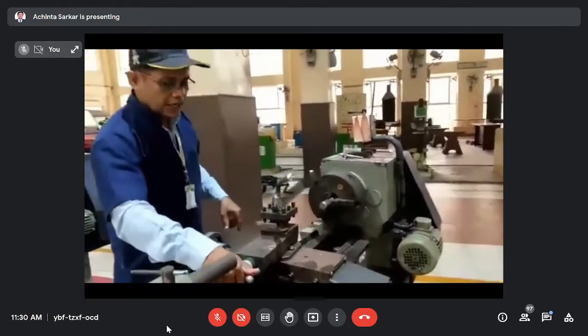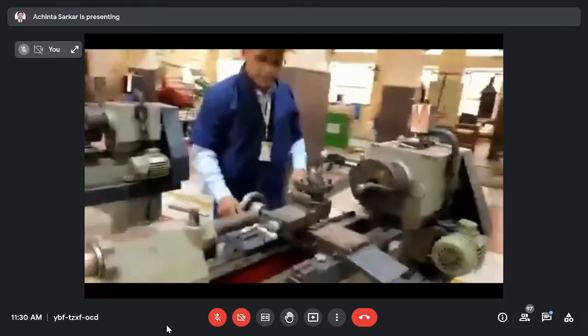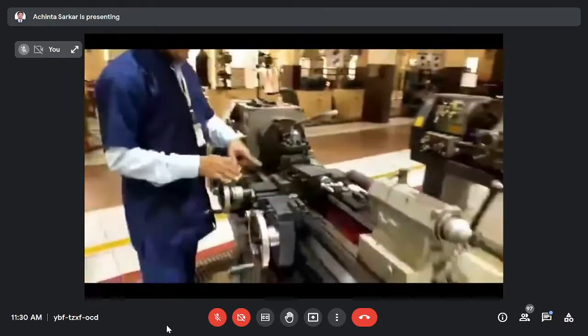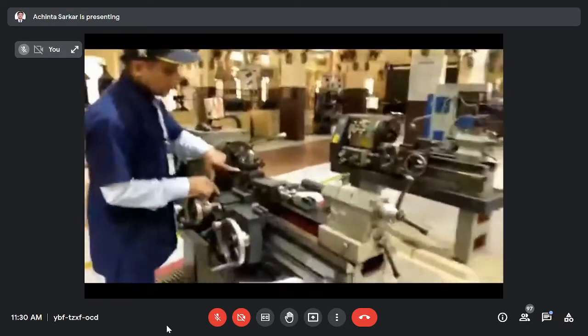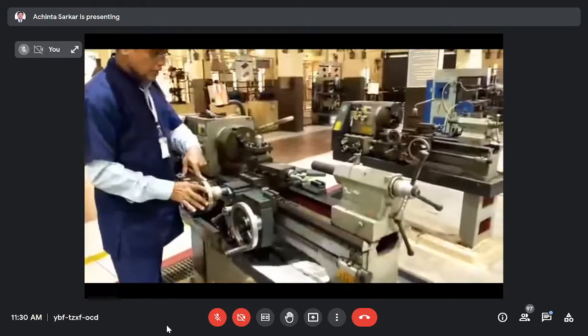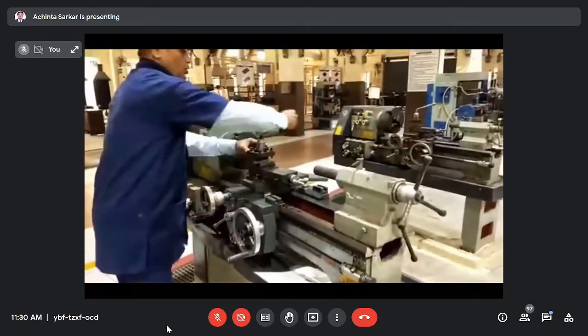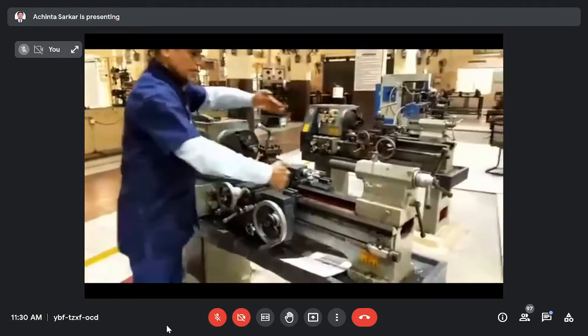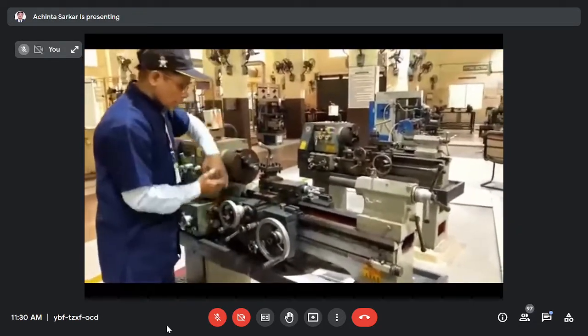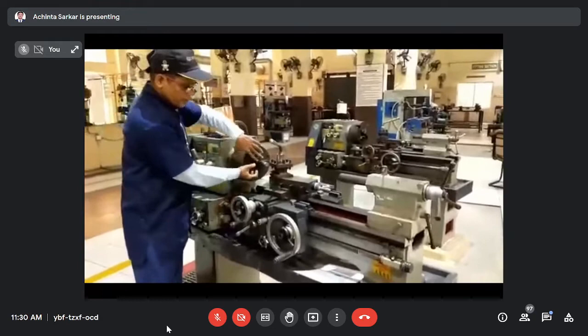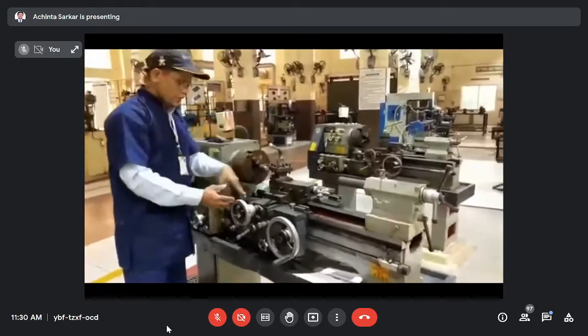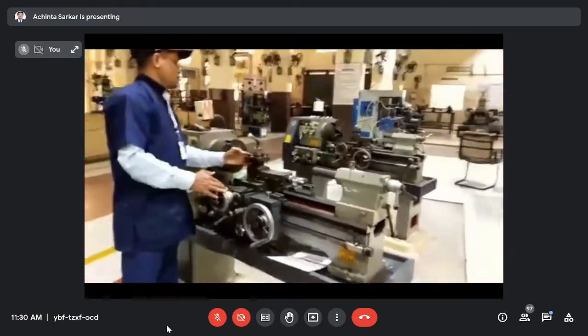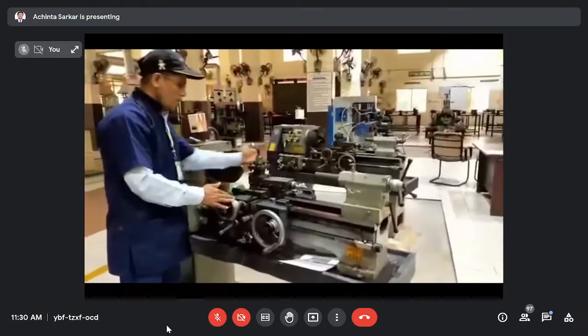This is called the long slide, this is the cross slide, and this is the carriage wheel. That means with the help of the carriage wheel and the cross slide, the cutting tool will move in two axis directions, the y-axis direction and the x-axis direction. If you want to remove metal from the rotating workpiece, in this way you can move the cutting tool in two axis directions, y and x.